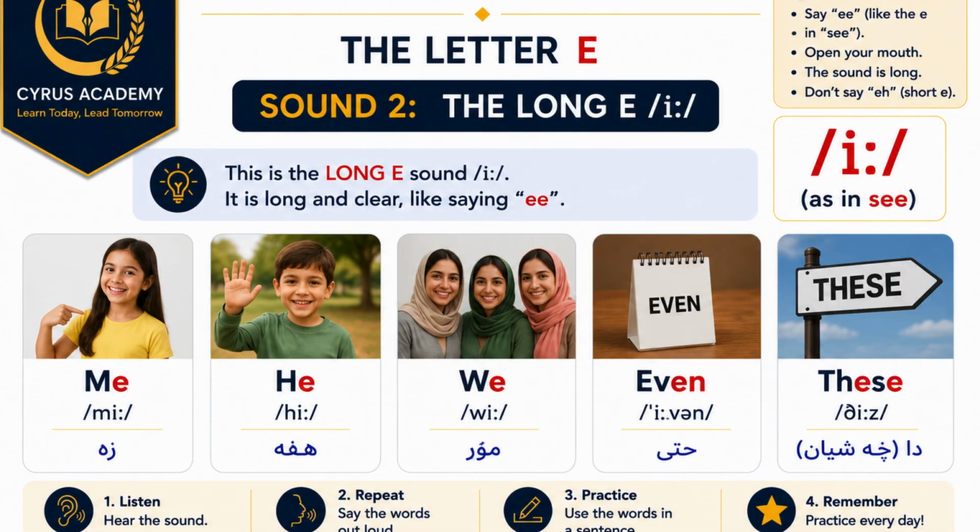Sound 2, the long E. This is the long E sound. It's long and clear, like saying E. Repeat after me, please. Me, he, we, even, these. Can you see how long that sound is?